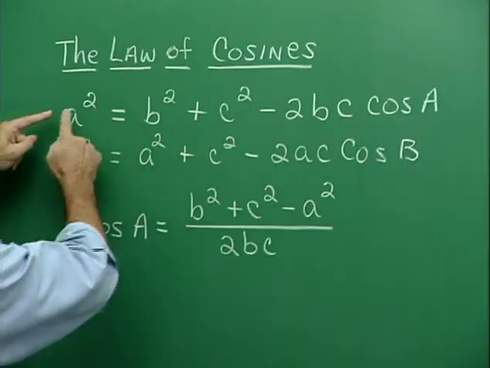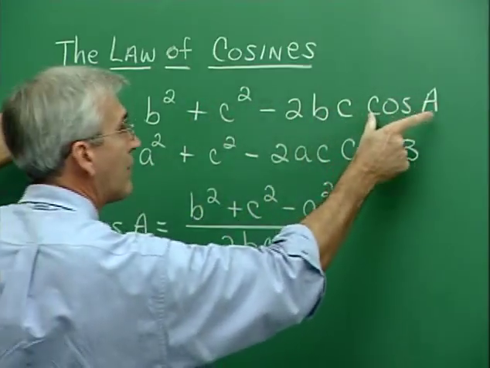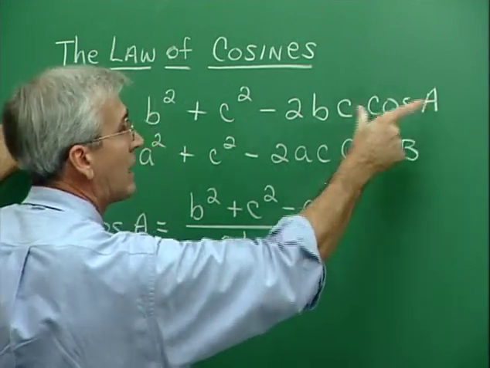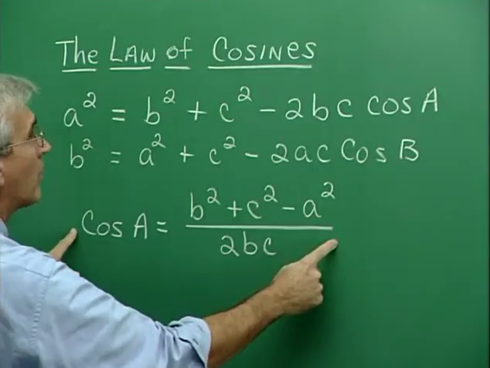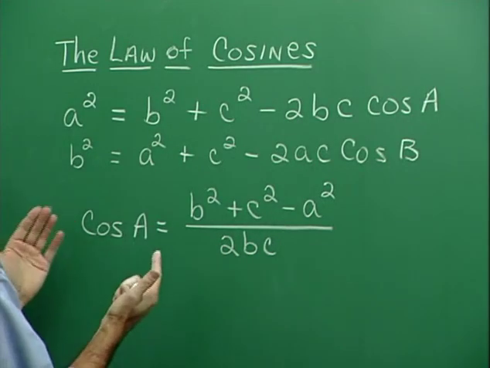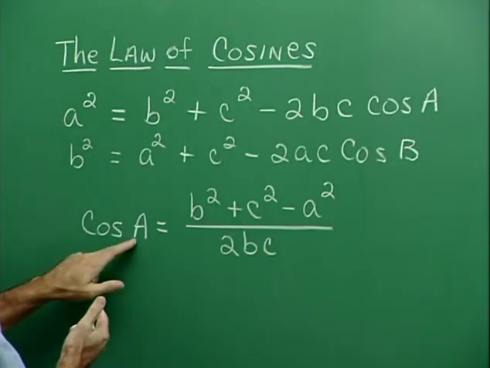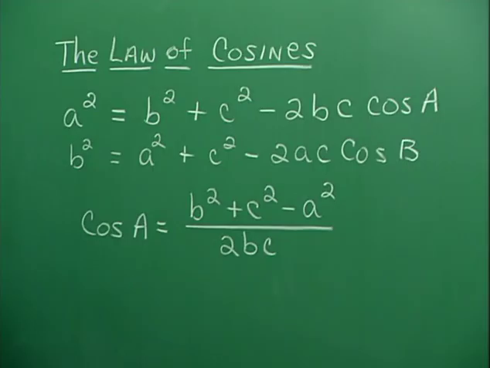Now, if we take this law of cosines and we solve it for cosine A, you see, we solve it for the angle, then we get this form for the law of cosines. So sometimes we'll be solving for a side and sometimes for an angle. And if we're looking for an angle, we want to use this version of the law of cosines.